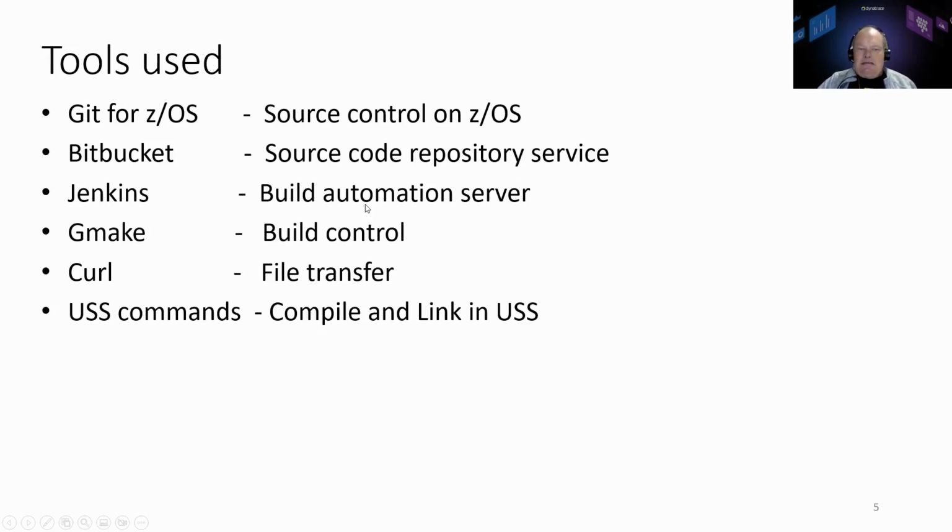We're going to use Jenkins as our build automation server, mostly because we already had a whole team of people dedicated to Jenkins, and all the other development teams were using Jenkins. We decided to use gmake for our build control, curl for our file transfers, and all the IBM USS commands for compile and link.